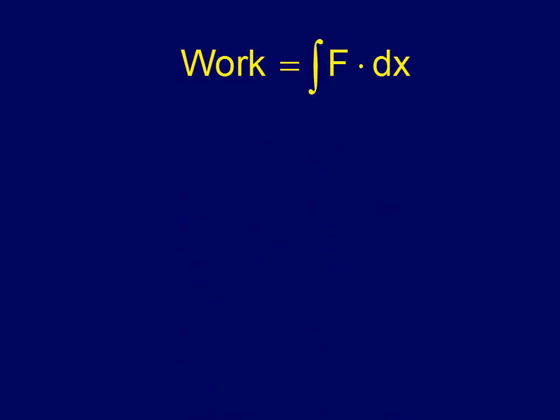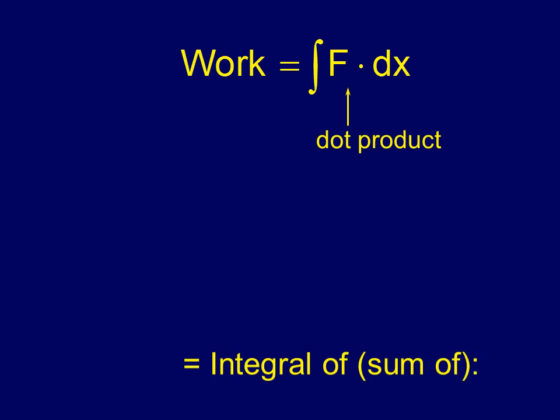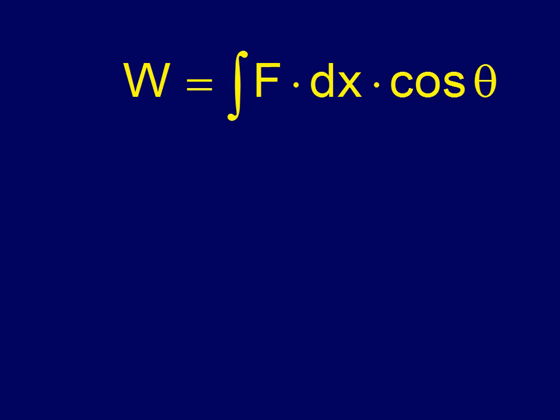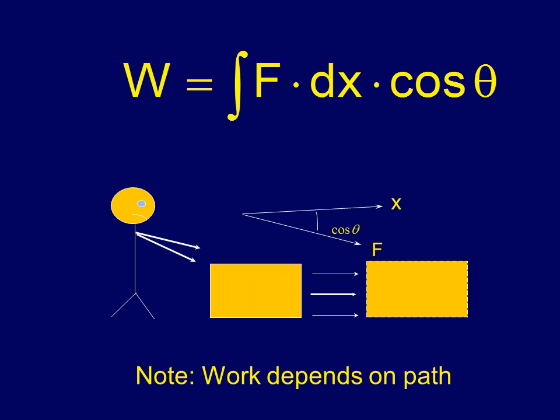First of all, as you recall from physics, work is the integral of F dot dx. That's force through a distance in the direction that the force acts. So work actually is equal to the integral of F times dx times cosine of theta, where cosine of theta is the angle between the force and the direction it's acting. Now work depends on path, so the path that I push the device will affect the amount of work that's done. Again, we talk about work being a path function.